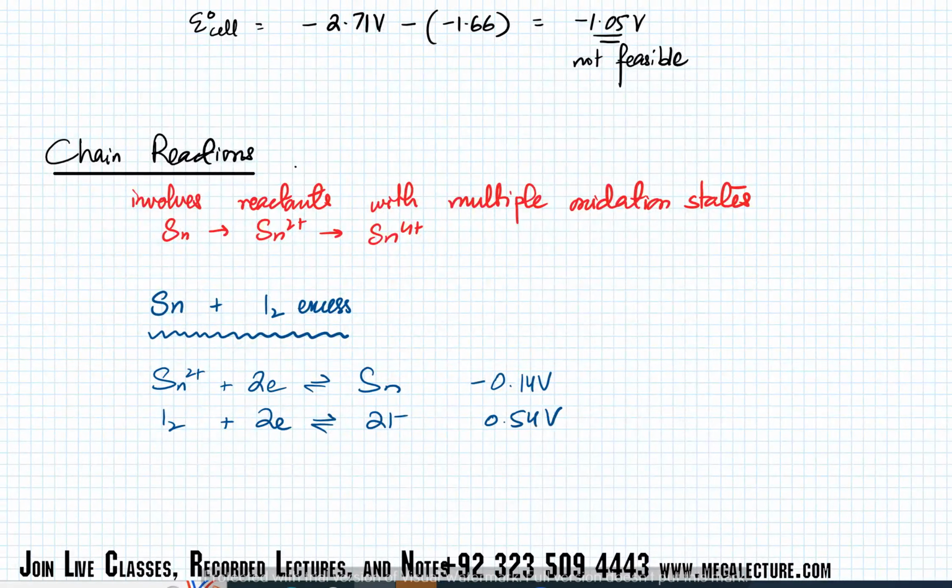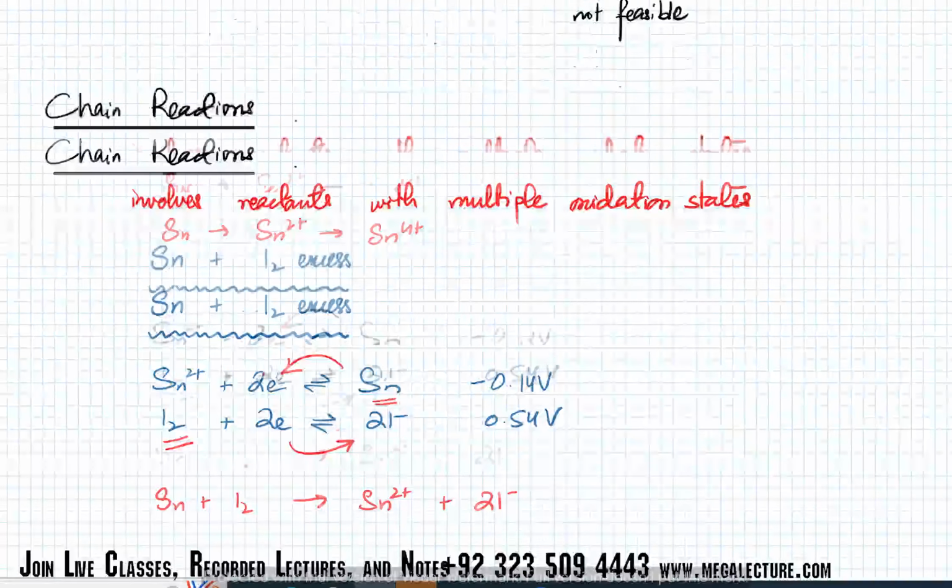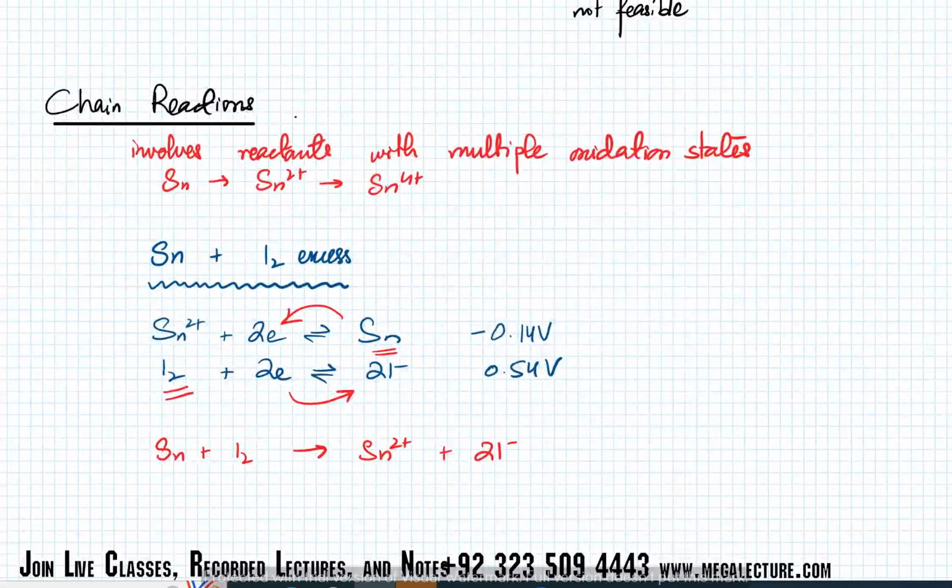So easy, the higher one is the one that's going to gain electrons. You got iodine, so that's fine. The lower one is the one that's going to lose electrons. You got tin losing electrons, so that's also fine. So you can just come up with the equation. Tin is the reactant in the first one. In the second one, the reactant is iodine, and the products are, in the first one, Sn2+, and the second one is 2I minus. Okay, so you got your reaction.